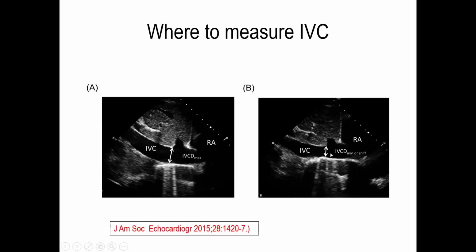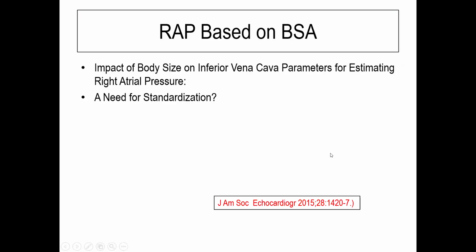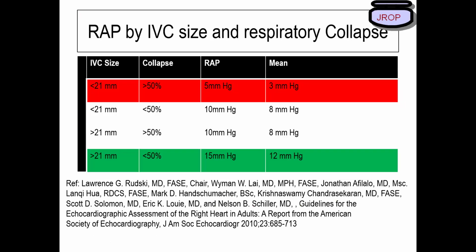This is how the size reduces over a period of time. If you look at this size, which reduces over a period of time with inspiration, I have made this graph very simple for all of you to remember. This is the color of our Indian flag. Less than 21 millimeter size, normal. More than 50% collapse, RAP 5 millimeters of mercury.